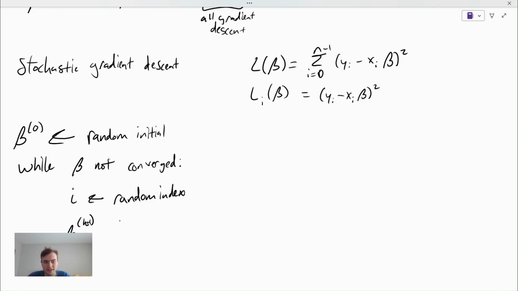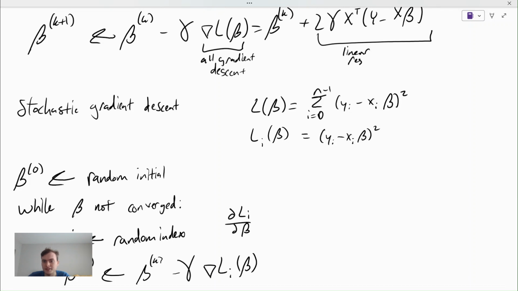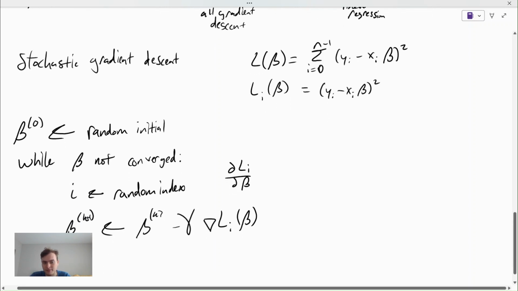So beta k plus 1 is going to be updated by doing beta k minus the learning rate, which is still there, times the gradient of L_i of beta. We could also write that as dL_i d beta. And that's the general form for all stochastic gradient descent. And then over here, we plugged in the specific loss function for linear regression, which was the sum of squared error, given the y equals x beta model.